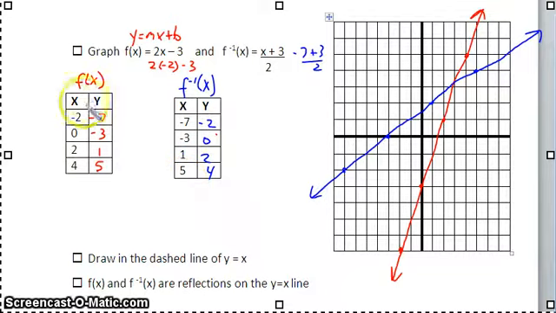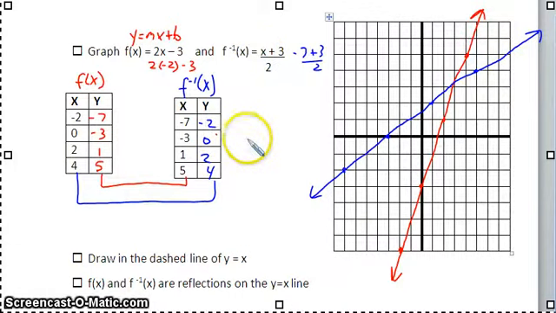And again, notice that what the x values were in the function were the exact same y values of the inverse. What the y values were in the function were the exact same x values of the inverse. And that relationship holds true because remember, to get from the function to the inverse, all you do is swap x's and y's. The x's of the function will be the y values of the inverse. The y values of the function will be the x values of the inverse.